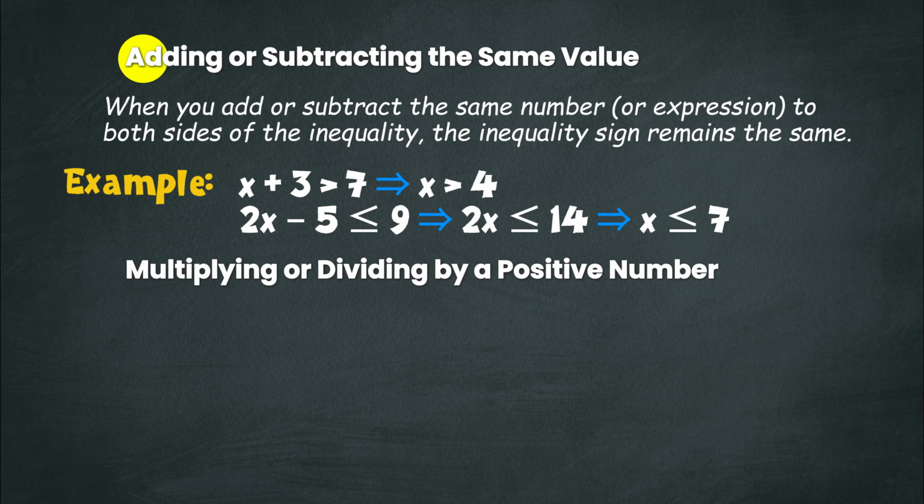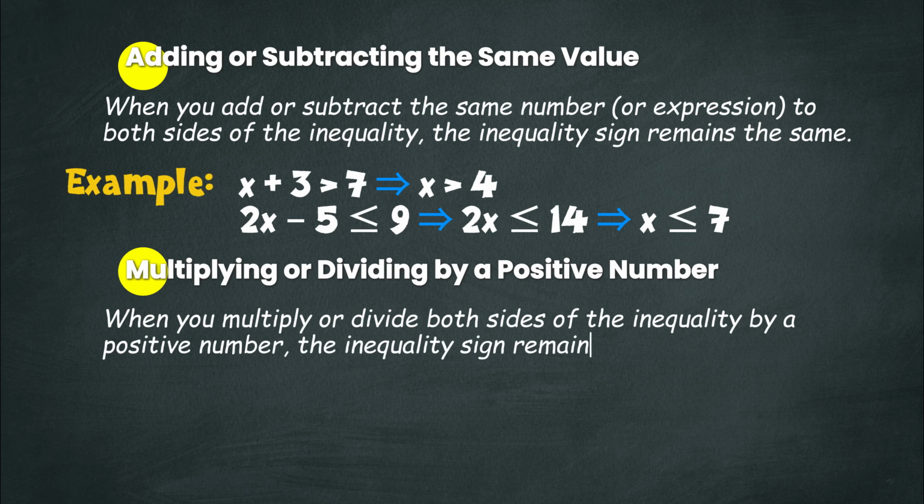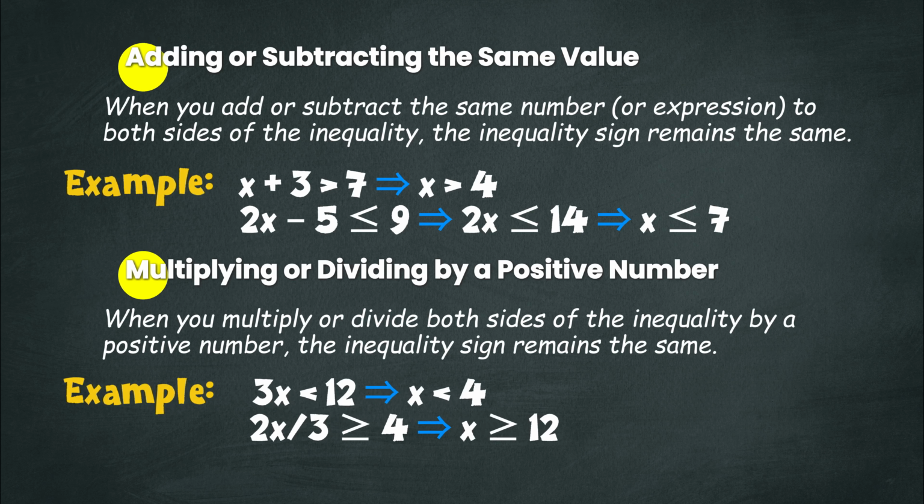Multiplying or dividing by a positive number. Now, if you multiply or divide both sides by a positive number, the inequality sign stays exactly the same. For example, 3x < 12. Divide both sides by 3 and you get x < 4. Another one, 2x/3 ≥ 4. Multiply both sides by 3 and you get x ≥ 12.